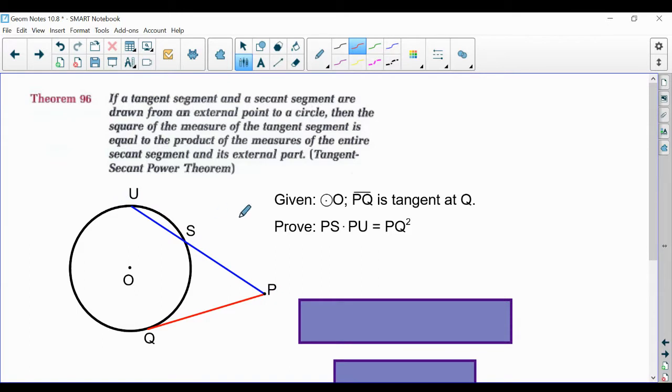So here's the official wording, and rather than just read that, what I want you to think of is the tangent secant power theorem says outside part times the whole thing equals outside part times the whole thing. So for the blue secant segment, the outside part is PS and the whole thing is PU. So outside part times the whole thing equals, for the tangent, the outside part is the whole thing. So PQ times PQ.